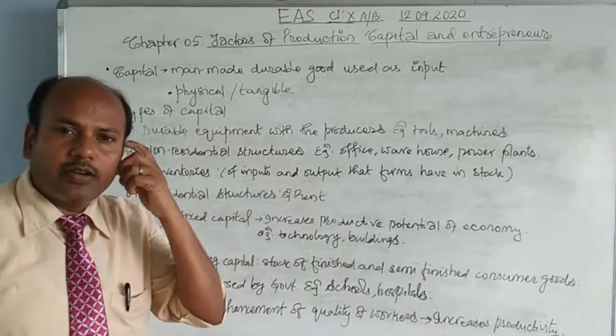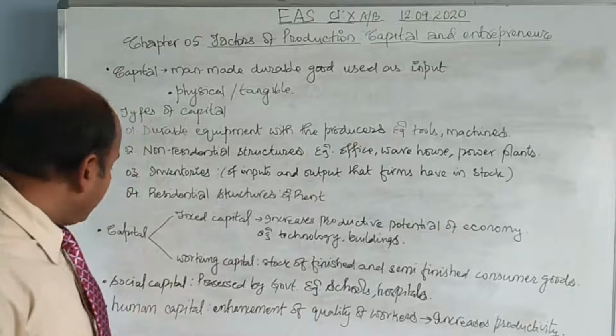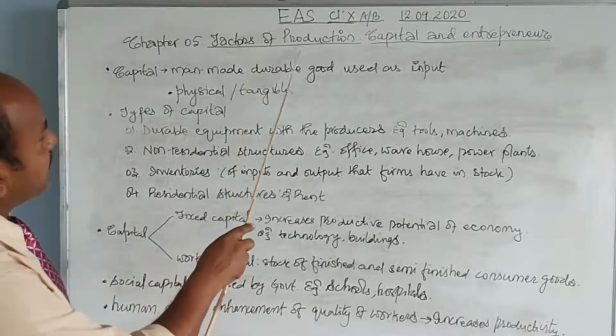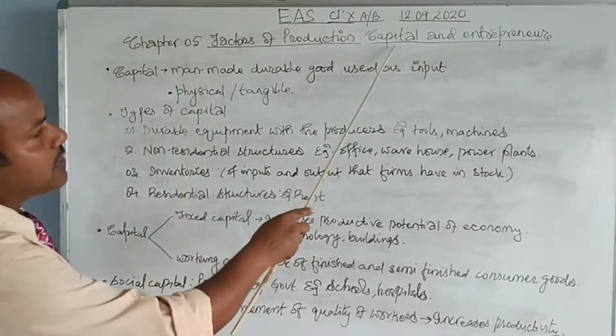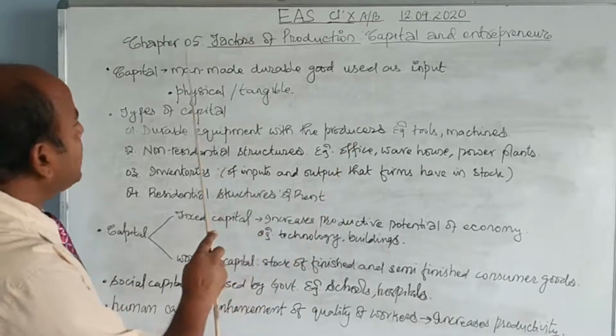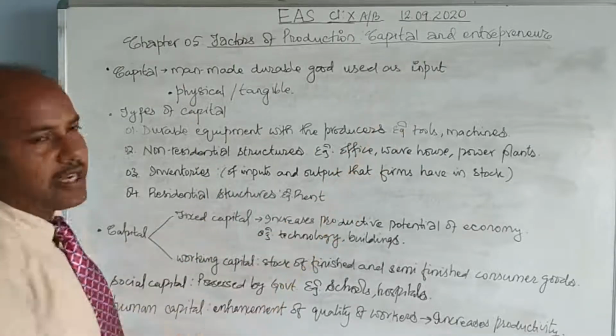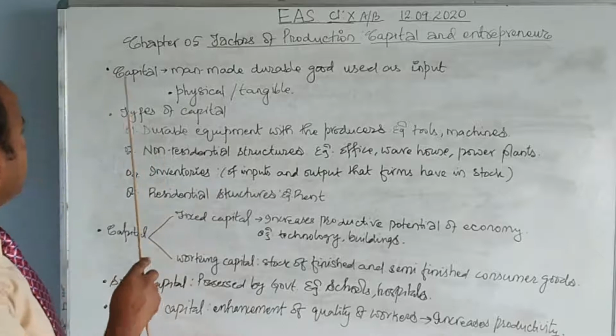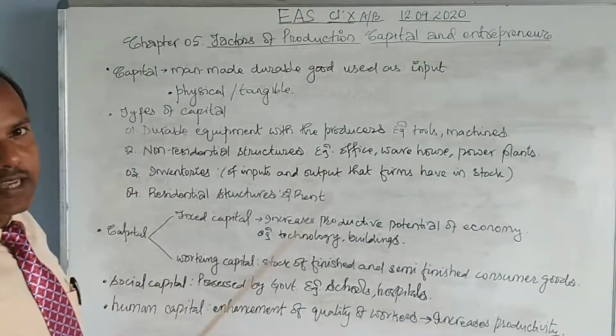Dear children, in the previous videos we have already completed the first part of the factors of production in lesson number 4, and it was land and labor. In chapter 5 we are going to discuss capital and entrepreneur. So the first important concept: capital. What is capital?